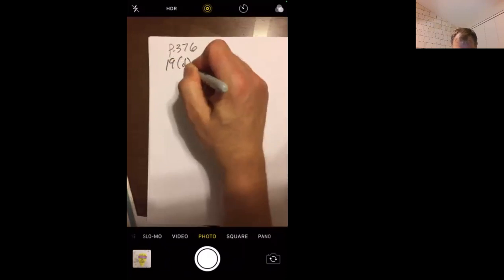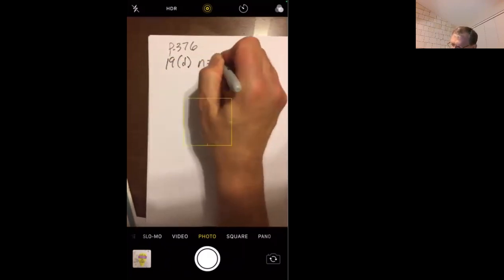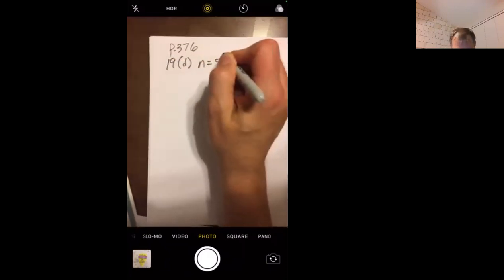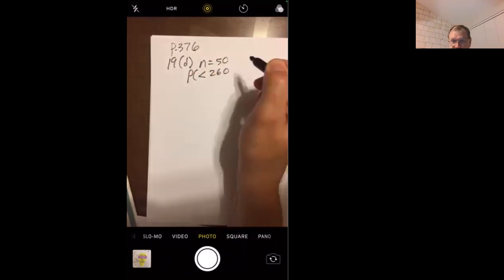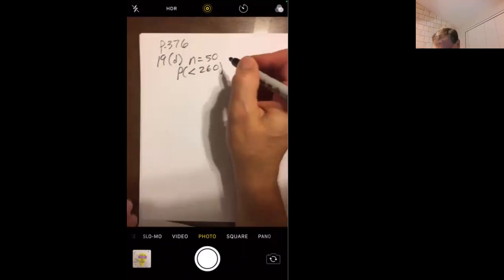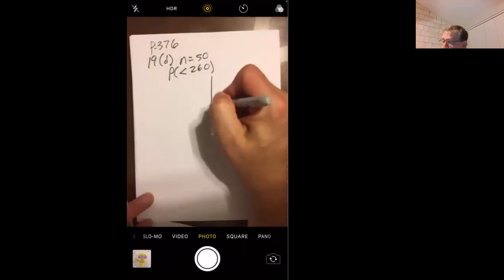So this is page 376, 19, part D. Now the sample size is 50. Find the probability you're less than 260. We almost can use the editing on the calculator once you see how the numbers work.